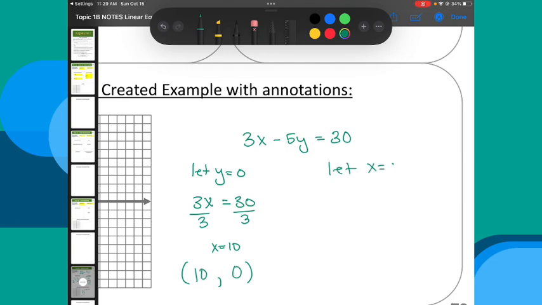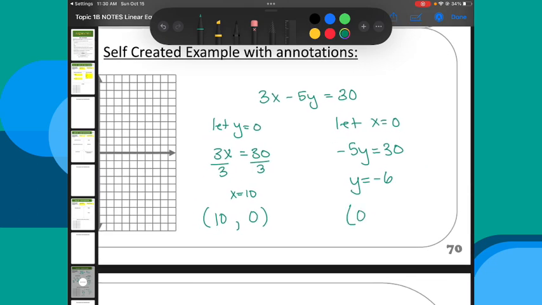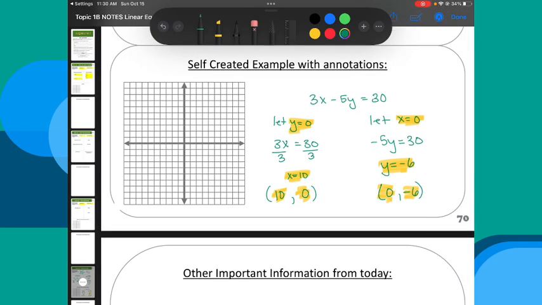Secondly, we'll let x equal 0. So we have this term canceling out. And when we do that, we have negative 5y is equal to 30. So we get y is equal to negative 6. So we have a second point of (0, -6). So this 0 here is coming from the fact that we let x be 0. The negative 6 we solved for. On the first point, the 0 for y, we let y equal 0, and then we have 10 because we solved for 10. We can then take both of those points and bring them over to our graph.